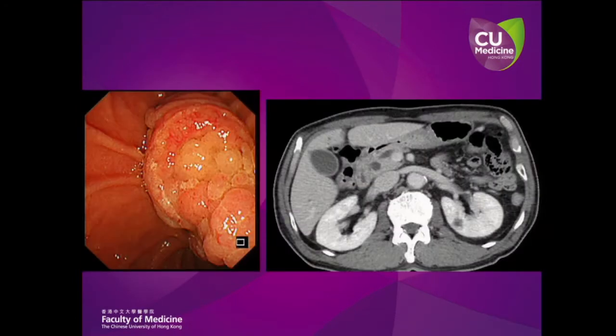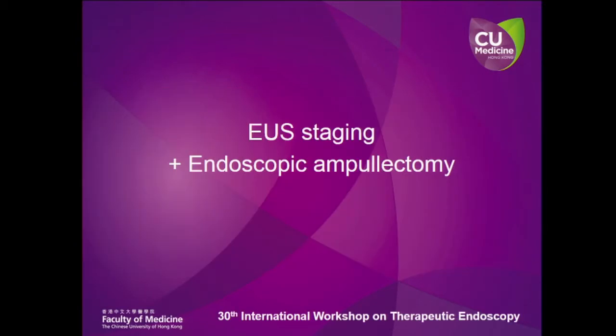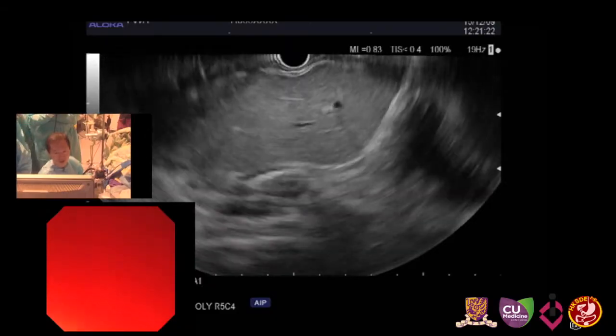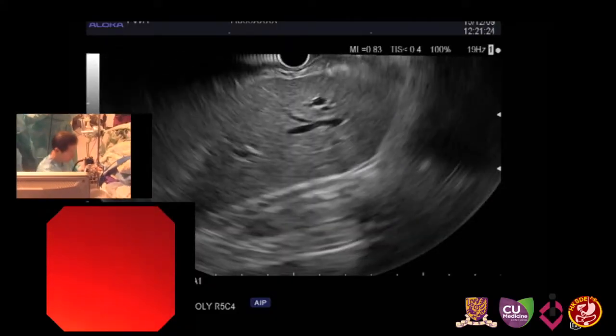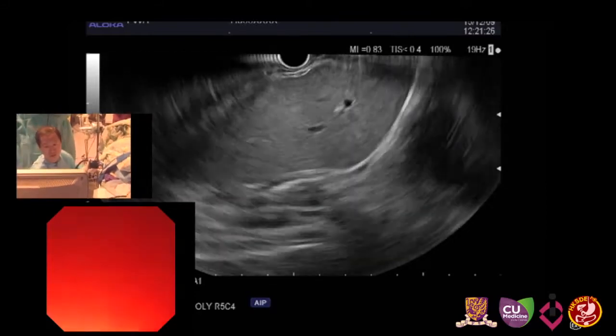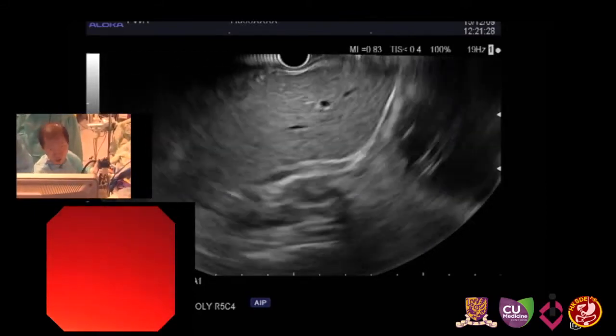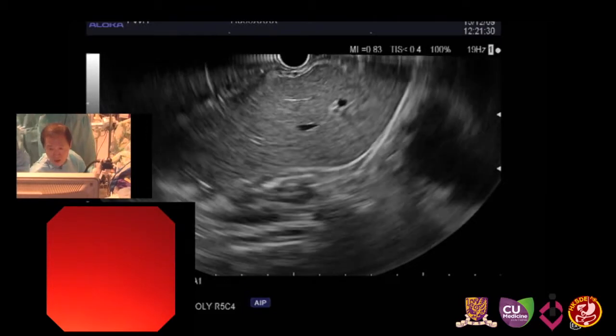So this is the endoscopic and also the CT image. And today we are going to have an EUS staging and endoscopic ampullectomy. Yes, I am in the stomach. I am checking the liver right now. When you are trying to see the liver, it is important.